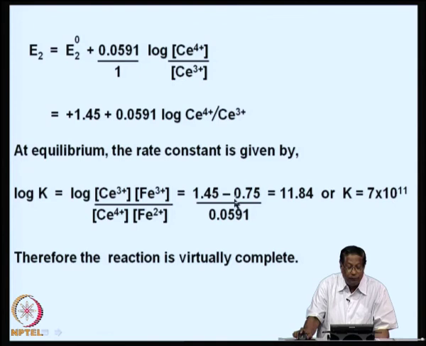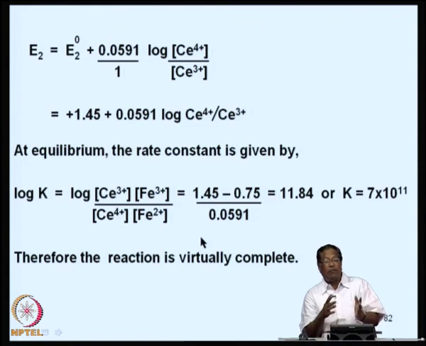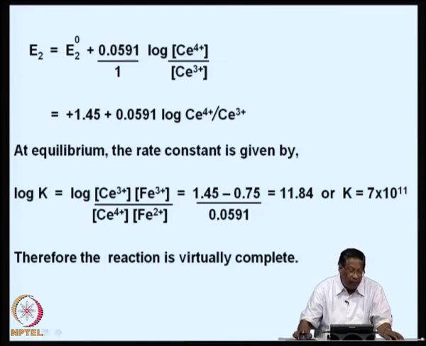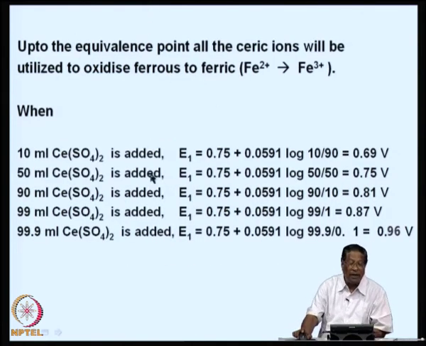Negative log of this would be 7 into 10 raised to 11. Again, the value of the electrode potential shows us that the reaction is very complete, otherwise you will not end up with values like 7 into 10 raised to 11. If it is 10 raised to 1 or 10 raised to 2, 10 raised to 2.5 like that, then it may not be a virtually complete reaction, but 10 raised to 11 means it is a complete reaction.